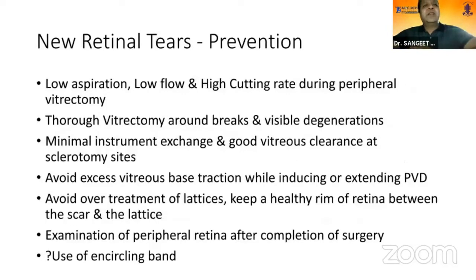So for new retinal tears, how to prevent them: new retinal tears should not happen during the primary surgery. If you are doing a vitrectomy, while doing a peripheral vitrectomy, you should use low aspiration, low flow and high cutting rates to prevent these new retinal tears from happening. Then thorough vitrectomy around the breaks and visible degenerations has to be done. Minimal instrument exchange and good vitreous clearance at the sclerotomy sites also prevent retinal incarceration of the vitreous into the sclerotomy sites and prevent new retinal tears from happening.